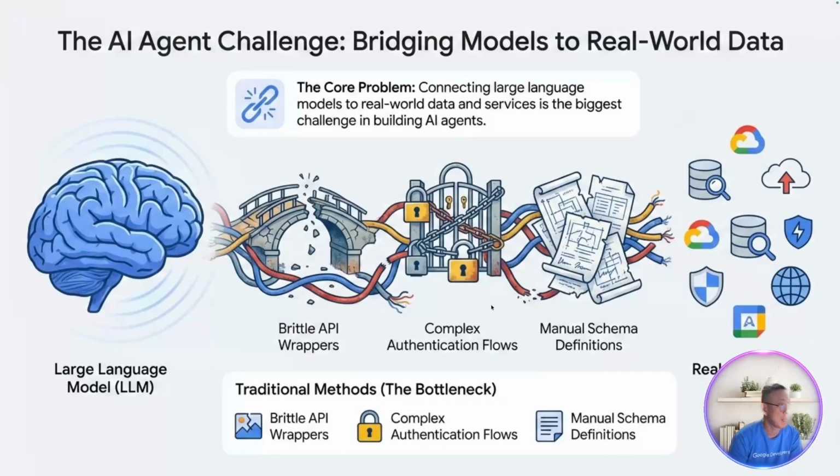As we can see in this infographic, for large language models you have all these connection problems like API wrappers, complicated authentication flow, and a lot of different schema definitions that act as a gap or hurdle for the AI model to connect to real world data.